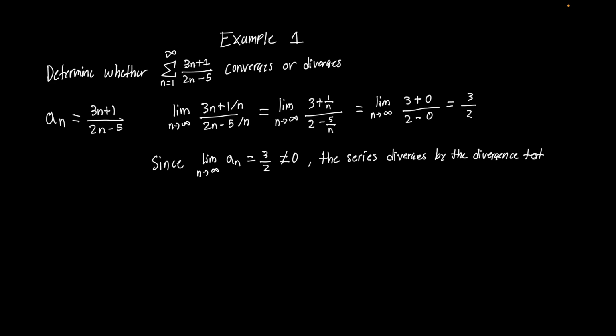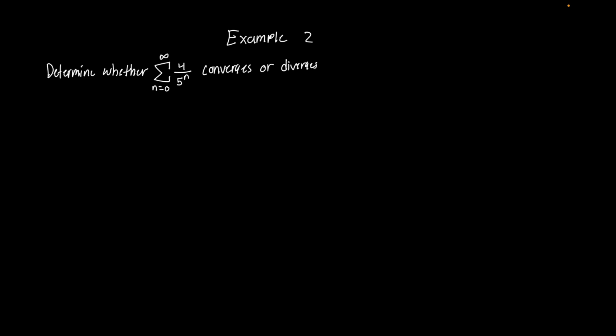Sorry, I spelled test wrong, it does not look like it's spelled test. So we know this diverges because, remember, the divergence test says that if the limit as you approach infinity does not equal 0, then the series diverges. This one was equal to 3 halves, so we can show by the divergence test that this one will diverge. Hopefully that was a pretty easy problem. Now let's move on to our next example.